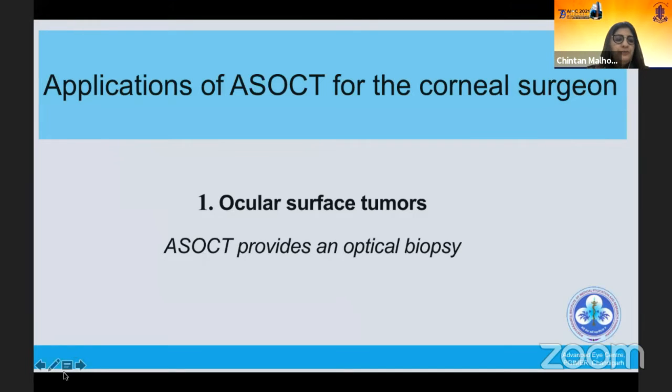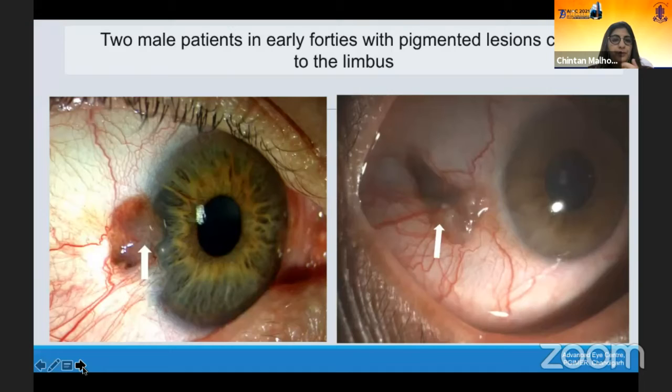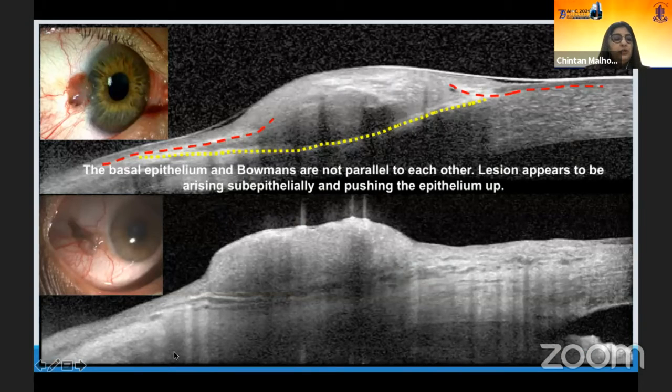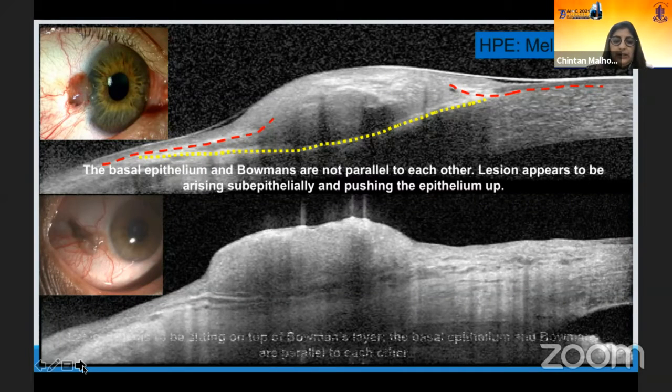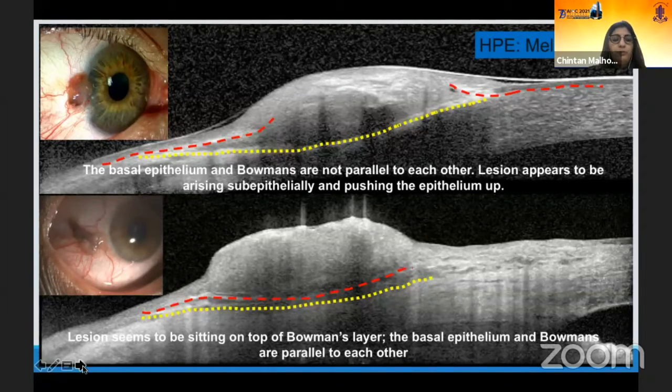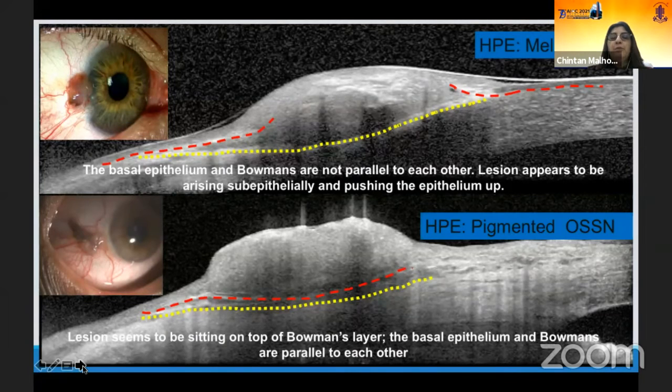For example, in ocular surface tumors, ASOCT provides us an optical biopsy. These were two male patients in their early 40s with pigmented lesions very close to the limbus. The ASOCT image on the top shows that the basal epithelium and the Bowman's are not parallel to each other. So the lesion appears to be arising subepithelially, pushing the epithelium up. On histopathology, it came out to be a melanoma, and melanomas have been described as arising subepithelially, not from the epithelium. On the other hand, the picture at the bottom shows a lesion sitting on top of the Bowman's layer. The basal epithelium and the Bowman's layer are parallel to each other, and this was a pigmented OSSN.